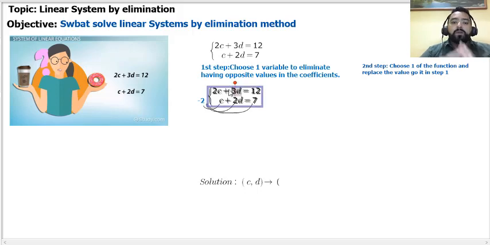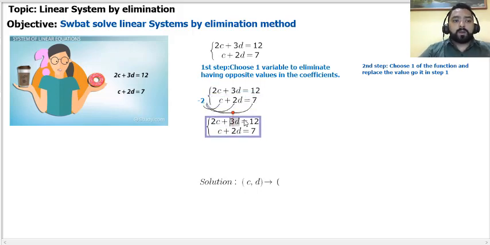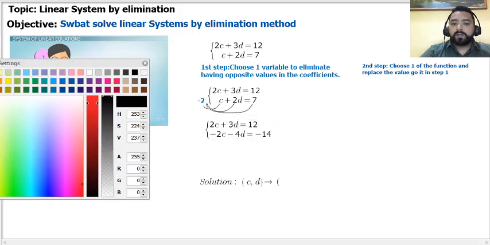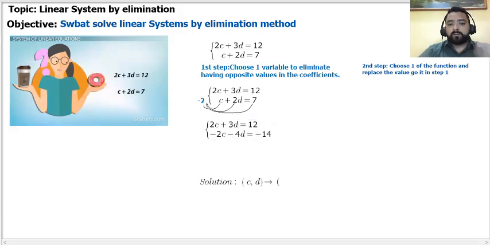And the first one we are going to copy. We copy the same function, but the second one is going to change. Negative 2 times c is negative 2c. Negative 2 times positive 2 is negative 4d. And negative 2 times positive 7 is negative 14.